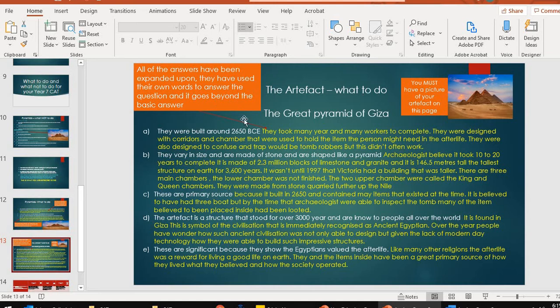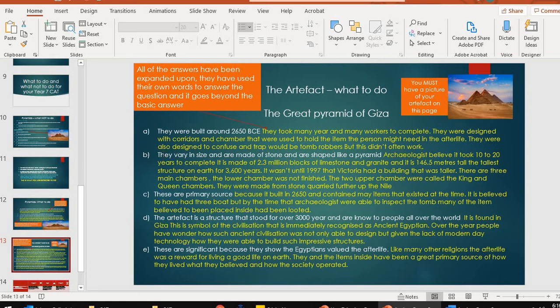And then the artifact. Right, so once again, you have the first 3 questions on the first slide, then you have another one on the second. Right, and this is about the artifact, so the picture. So you must have a picture of your artifact on this page, and it's not just a sentence answer. They've put a couple of sentences for each, and that's what you should be doing.